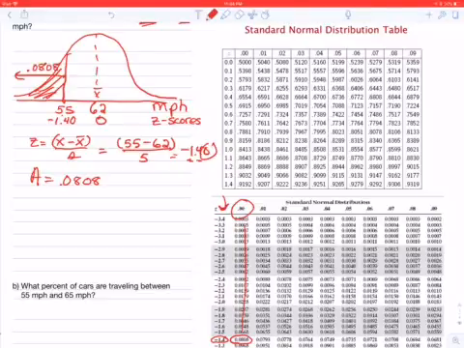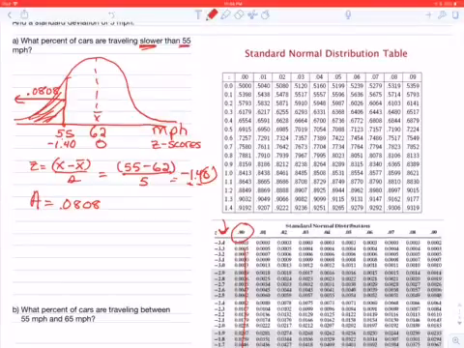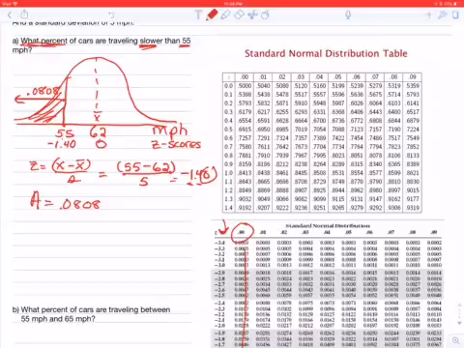Now to answer the question: what percent of cars are traveling slower than 55 miles per hour? I'll move the decimal point 2 places to the right and tack on a percent sign.